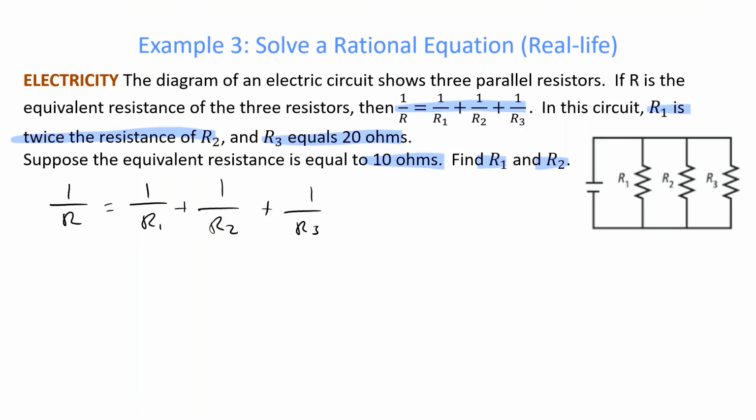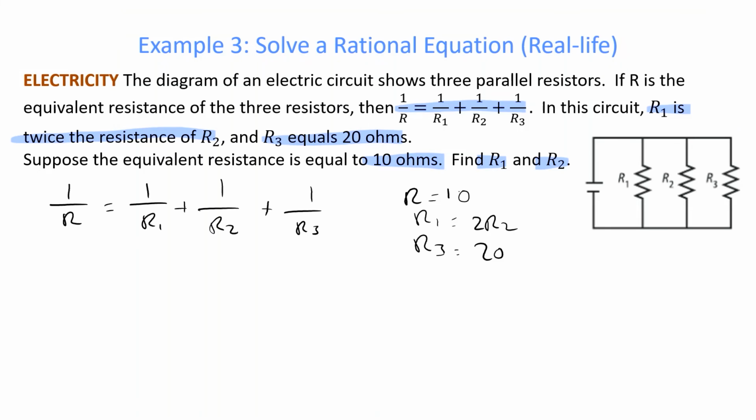It is very important to label each variable. So we know R is going to be 10 ohms. They told us that in the question. We also know R1 is going to be twice the resistance of R2. So R1 is going to be 2R2, and then R3, they have told us, is going to be 20 ohms. So it's very important to label the variables. It will help you later on.